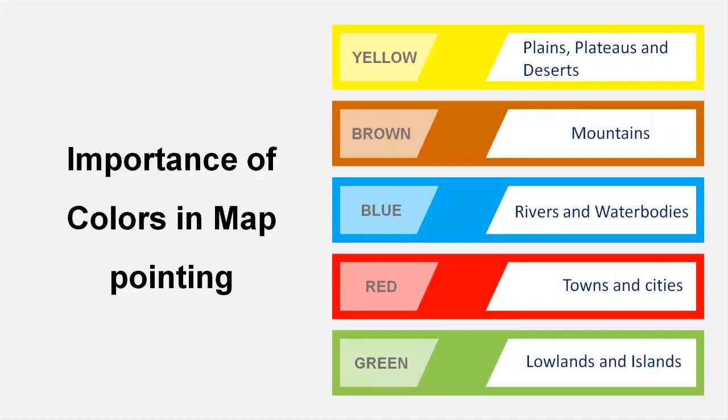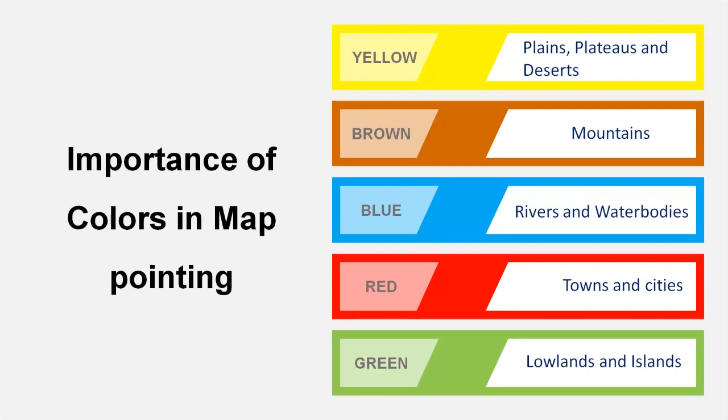Use of colors while marking on the map is mandatory. You are expected to use specific colors while doing this exercise. These colors are accepted worldwide. Yellow color is used for plains and deserts. You must use orange for plateaus.